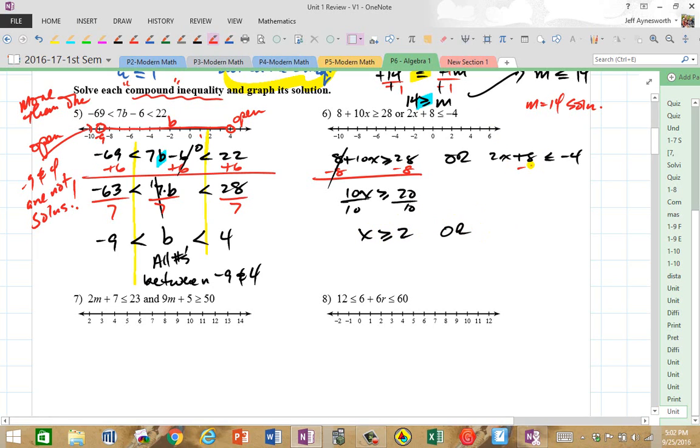Or, well, what's over here? Let's add the opposite again. And you get 2x is less than or equal to negative 12. A negative plus a negative is a bigger negative. Okay, divide by 2. And x is less than or equal to negative 6. Now, I didn't change the inequality here. I didn't switch it because I divided by a positive and not a negative. Keep that in mind. Only when you divide by a negative do you switch the inequality.